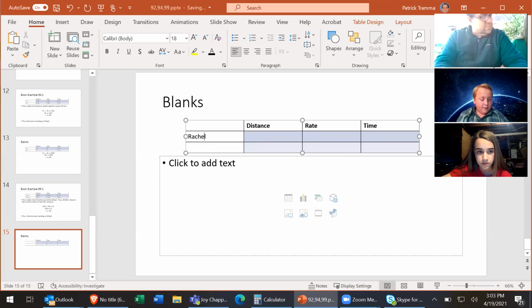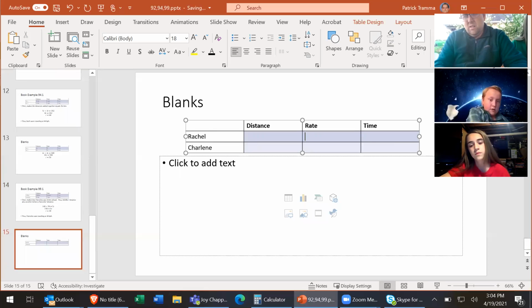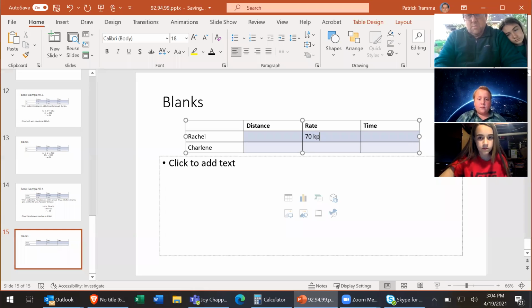All right. Rachel has a 15-kilometer head start on Charlene. How long will it take Charlene to catch Rachel if Rachel travels at 70 kilometers per hour and Charlene travels 100 kilometers per hour? Okay. So put 70 kilometers per hour in rate for Rachel. In which box? Rate. Very good. 70 kilometers per hour, and 100 for Charlene. Then what?